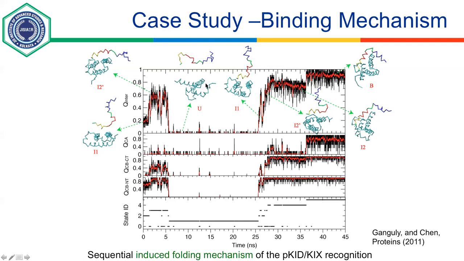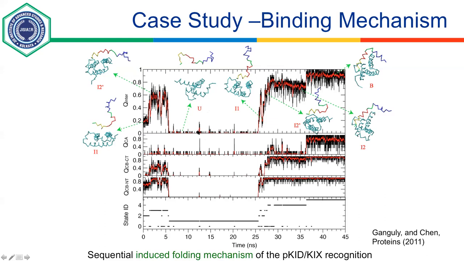Here is the KIX molecule and this is the PKIT. So no contacts means no binding. Fewer contacts means just binding. Okay, and full contacts, so these are the full contacts, means complete binding and folding. This cannot be fully traced by experiments alone. Both simulation and experiment complement each other to achieve this goal.